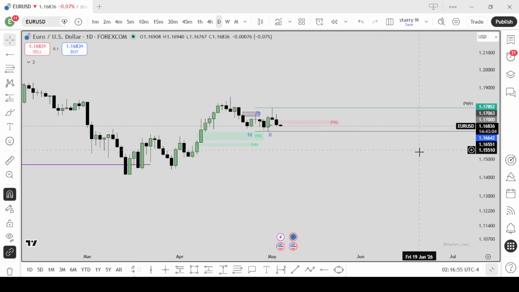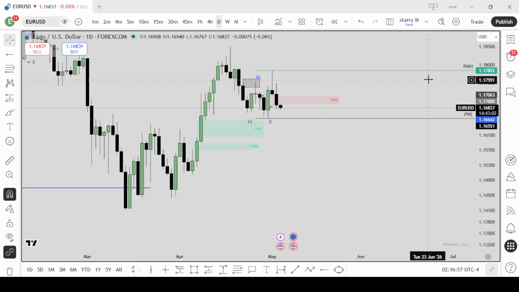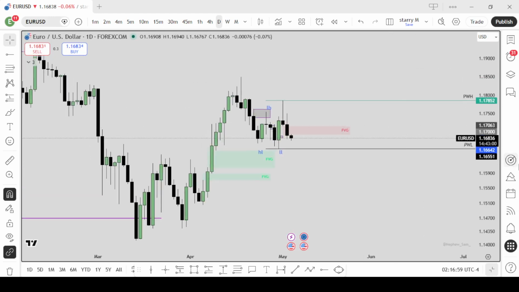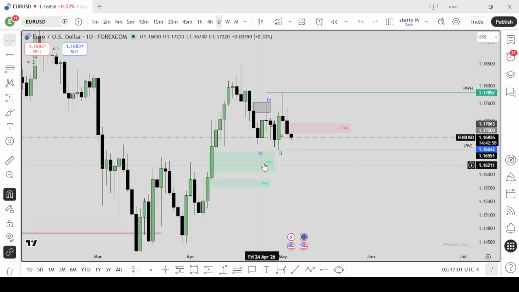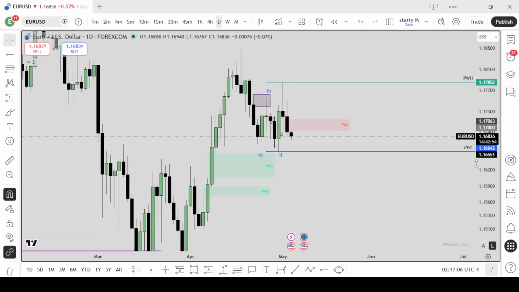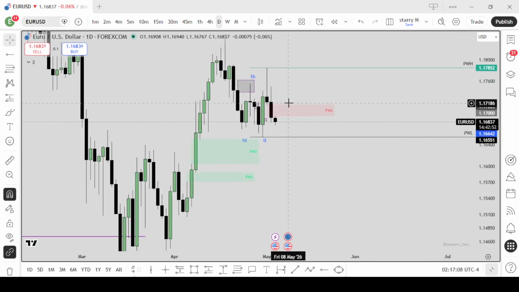And then on the daily, we can see that Monday, we are definitely coming to mitigate these fair value gaps here. So I'm looking for a sell this week. We took this liquidity as well. Now we are coming to take the prior week low together with mitigating these fair value gaps.